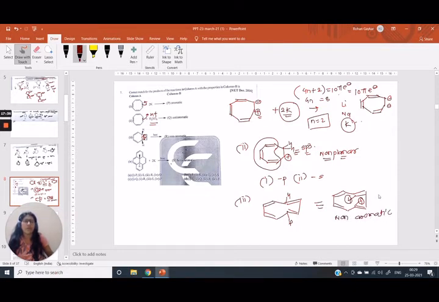And here, how many pi electrons? Here 4n pi electrons, because here there are 4 pi bonds, and 4 pi bonds means 8 pi electrons. The given system is cyclic and conjugated but non-planar. Due to non-planarity, the given compound is non-aromatic. Therefore, which option is correct for the third? For the third, non-aromatic. Therefore, R.